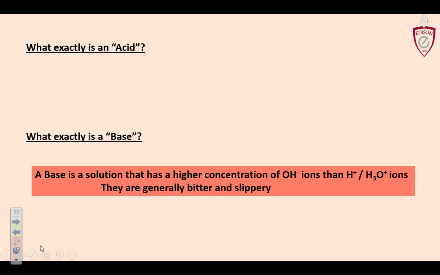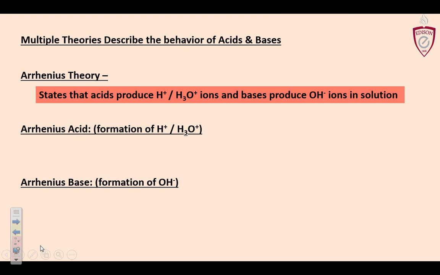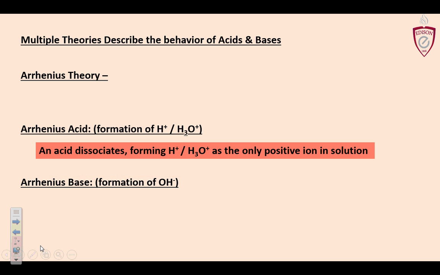Okay, so let's get into Arrhenius theory. The Arrhenius theory states, Mr. MoNaCo, that acids produce H plus or H3O plus ions and bases produce OH negative ions in solution. Sure, and this was a pretty good theory for quite a while. Yes, and let's see what that formation involved. So an acid dissociates forming an H plus or hydronium ion as the only positive ion in solution. Do I need to draw an equation for any of this? That's pretty straightforward.